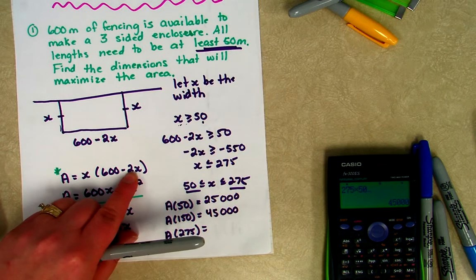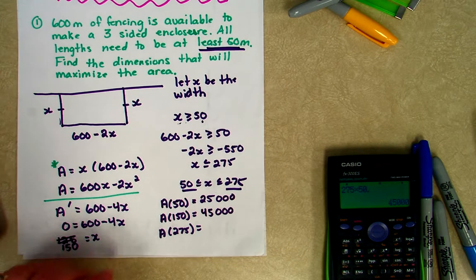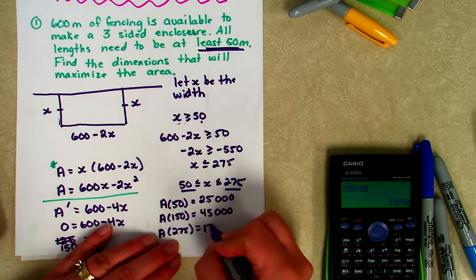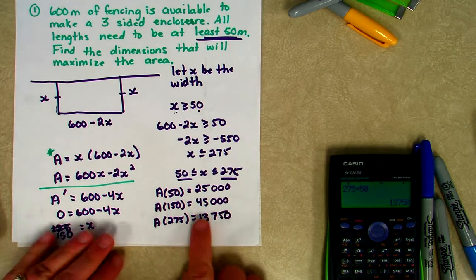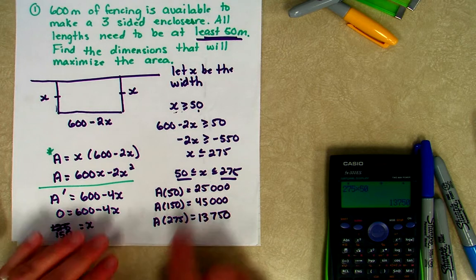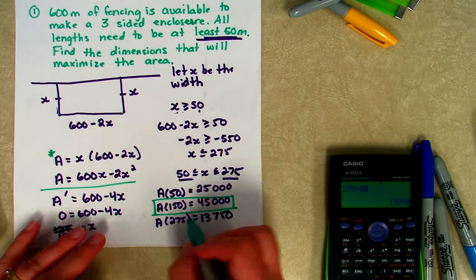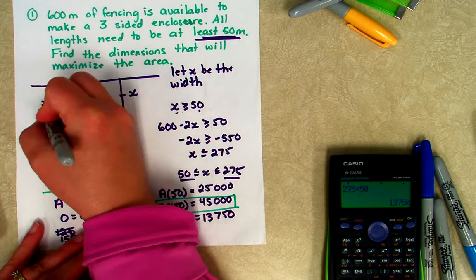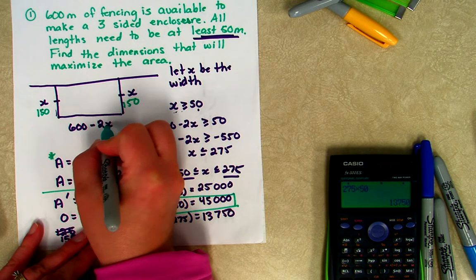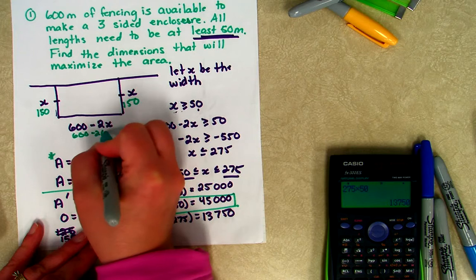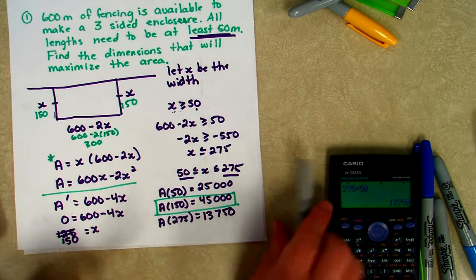2 times 275 is 550. 600 minus 550 is 50. And that's 13,750. So if they're asking me to minimize the area, that would be my answer. But they've asked me to maximize the area. So I'm honing in on that one. So that tells me x is 150. So this is going to be 600 minus 2 times 150, which will be 300.